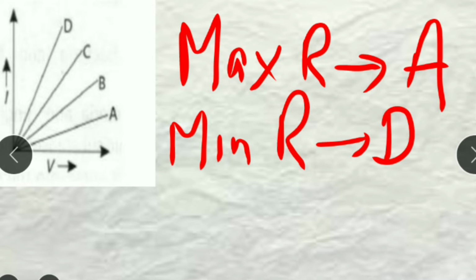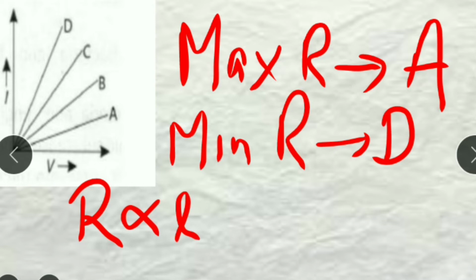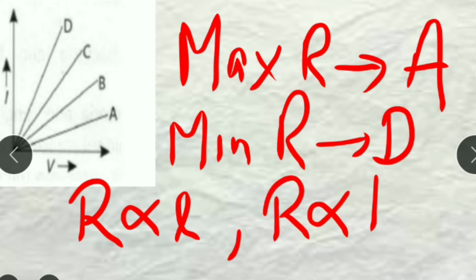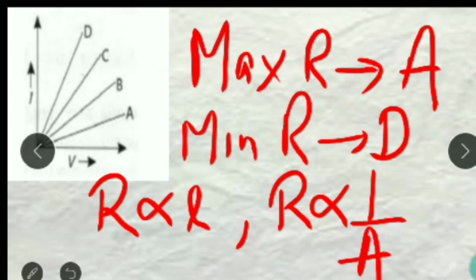Now if there are some questions asked in the case study regarding this graph, you need to correlate with the factors. As you all know, resistance is directly proportional to length and resistance is inversely proportional to the area of cross section. So as we have concluded that the resistance is directly proportional to the length and inversely proportional to area, what does it mean?